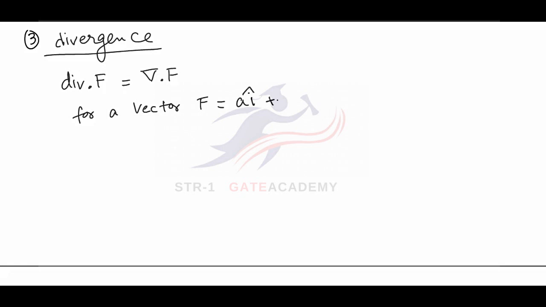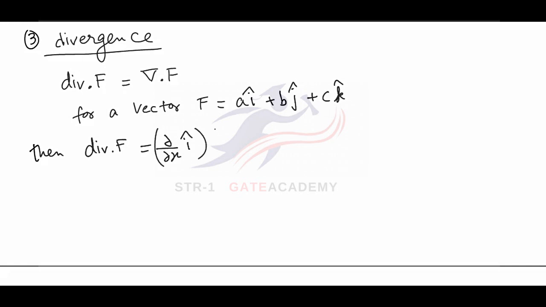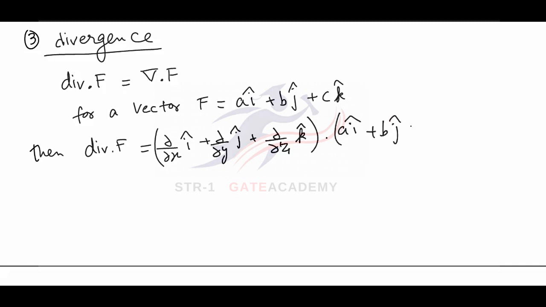For a vector f, since there f was a scalar, I was denoting it with a small f, for a vector F which is represented by, let's say, a i plus b j plus c k, right? Then the divergence of F is nothing but the del operator, del by del x of i cap plus del by del y of j cap plus del by del z of k cap, in dot product with a i cap plus b j cap plus c k cap. So if you take the dot product, it will become what? Del a by del x plus del b by del y plus del c by del z.